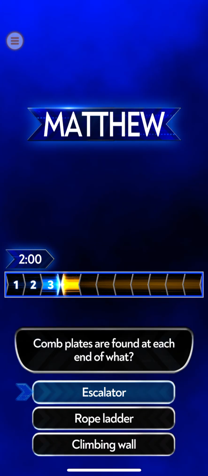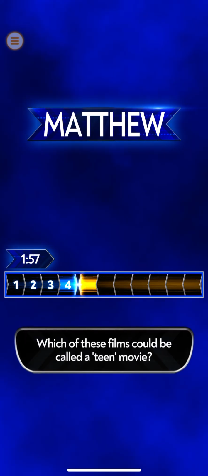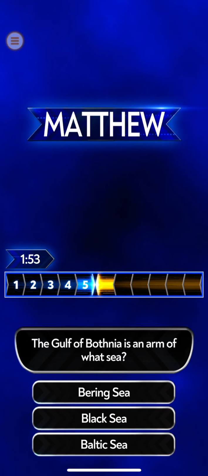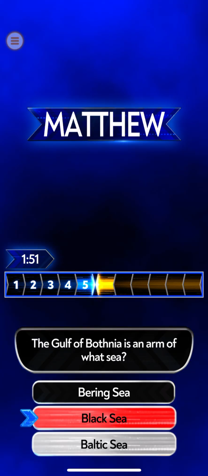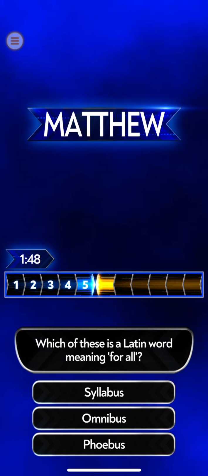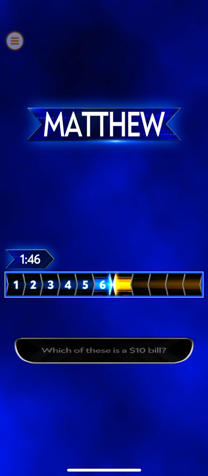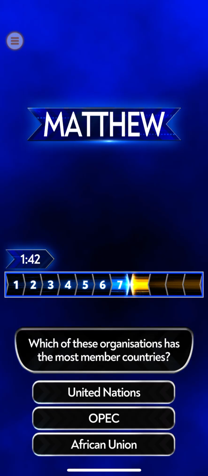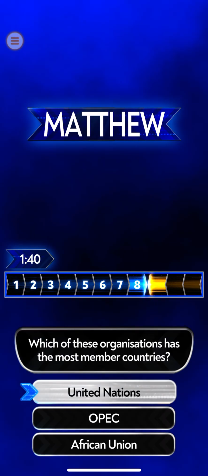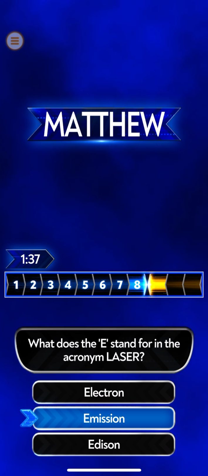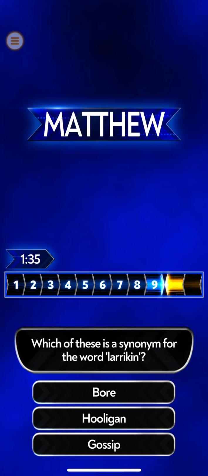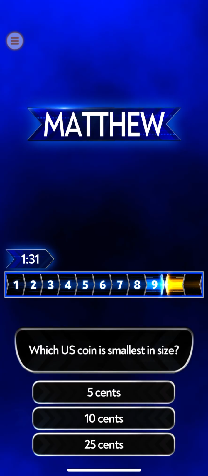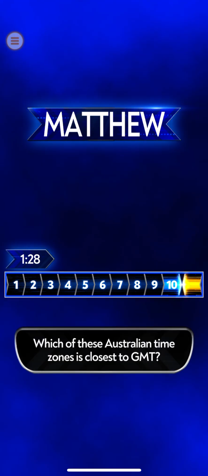Home plates are found. Which of these films could be? The Gulf of Bothnia is an arm of. Which of these is a Latin? Which of these is a $10? Which of these organization? What does the E stand? Which of these is a synonym for the? Which US coin? Which of these Australia?